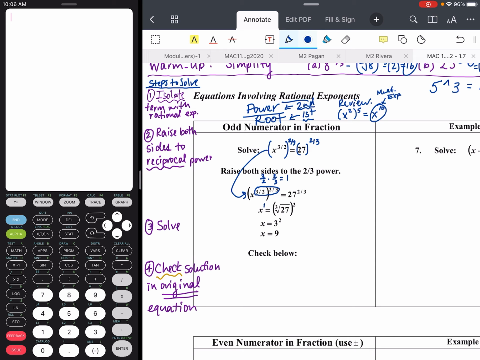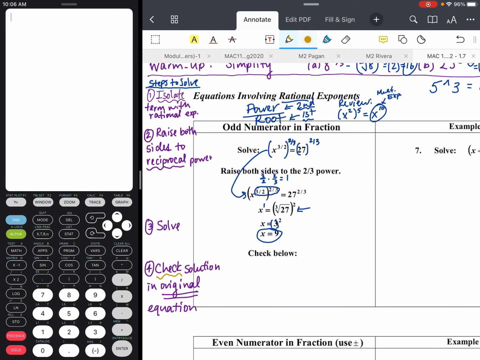Over on the right-hand side, we'll need to simplify 27 to the power 2/3. And you can see I do that in this step. So first I take the cube root of 27, then square that. The cube root of 27 is 3. When I square 3, I get my final answer of 9.